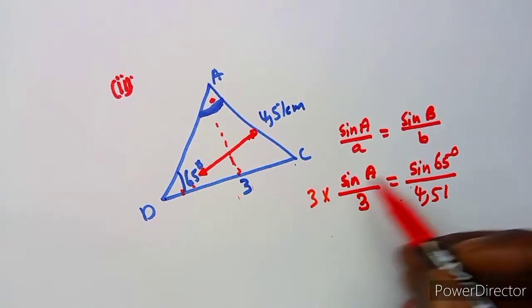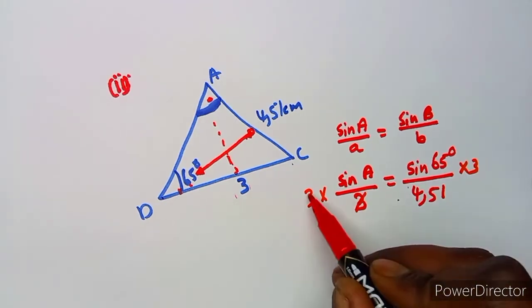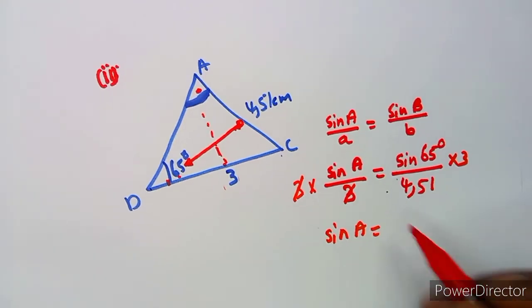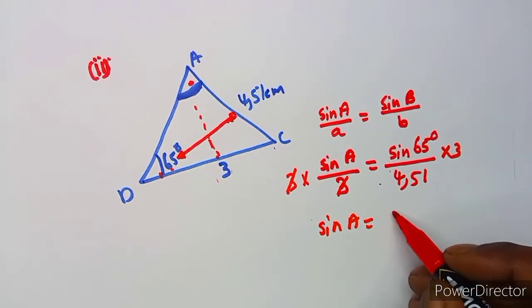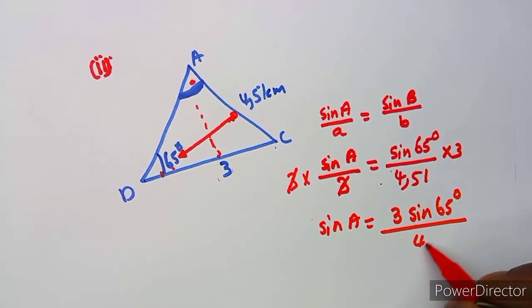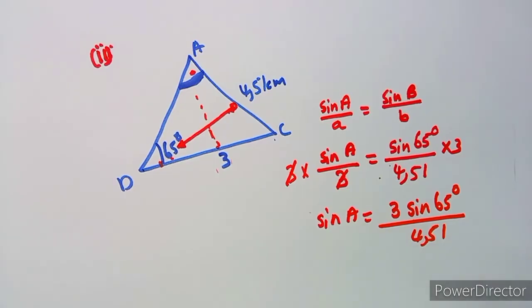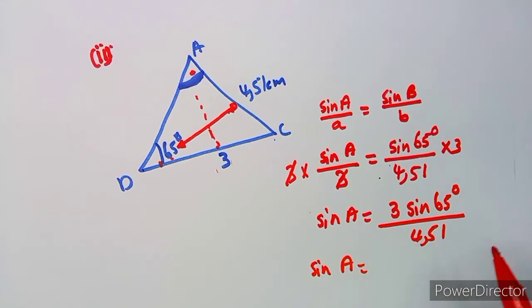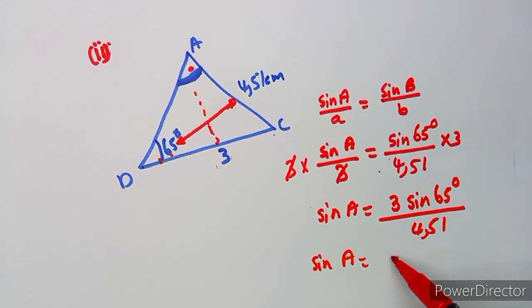Let's just multiply by 3 on both sides. So you're going to cancel this, so sine A is equal to 3 sine 65 degrees over 4,51. So you can simplify this, find the decimal part of sine A, which is going to be something like 0,6. All you need, guys, is to make sure that you are using the actual values there. That is going to be sine A, but all you need is to find the value of A.